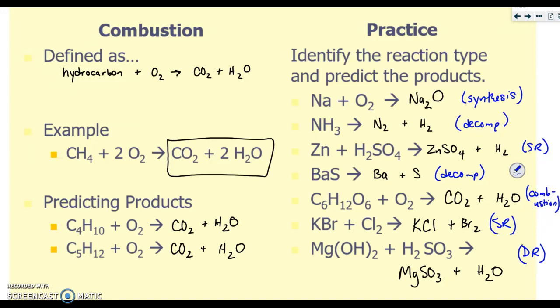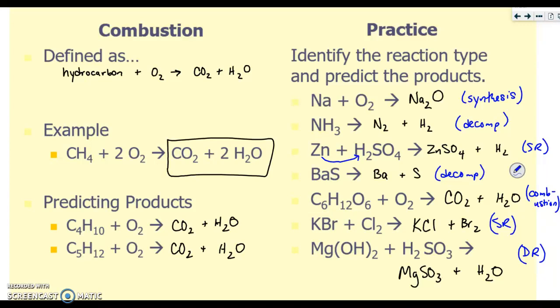Okay. Please check your answers. The first one had to be a synthesis reaction, so I crossed my charges. Na +1, O -2. The second one had to be decomp, so I broke it apart, and then because they're diatomic, they needed a 2. The third one is single replacement, so the zinc replaced the hydrogen.